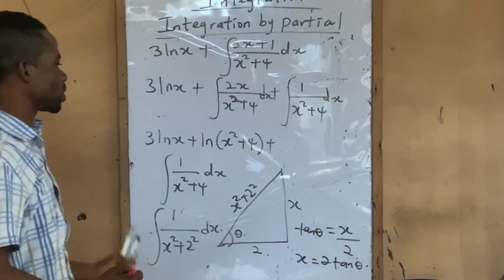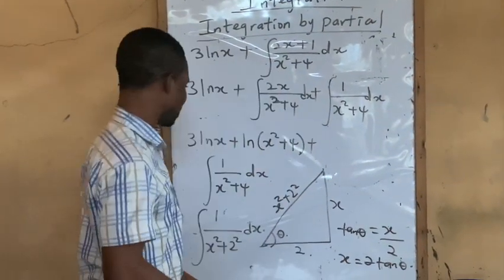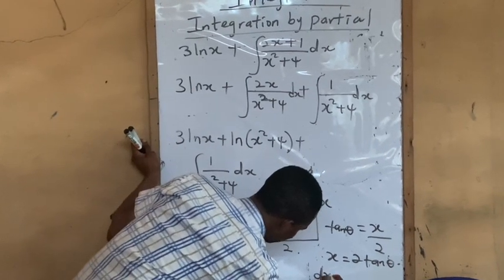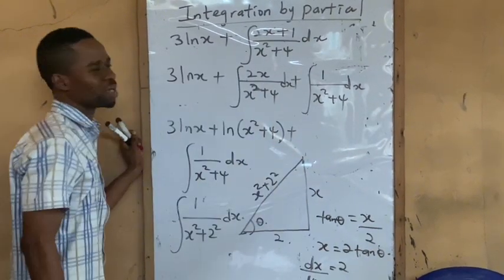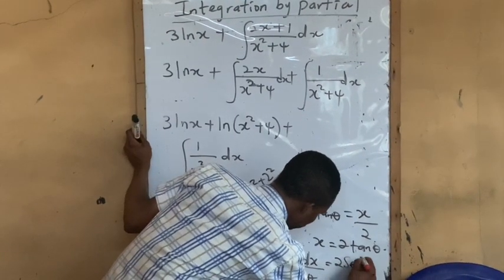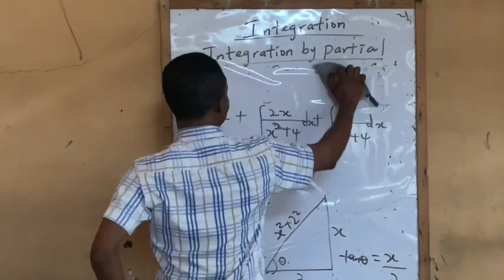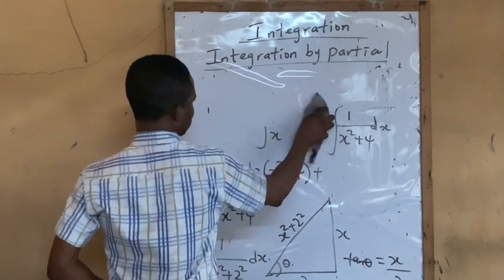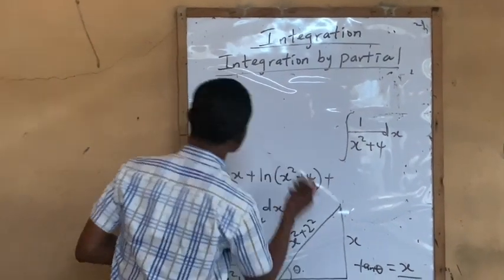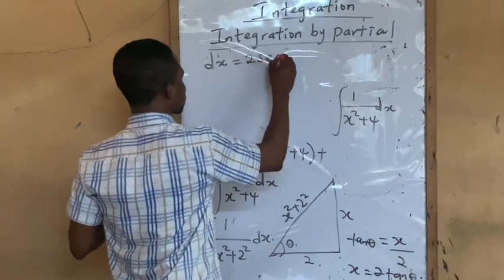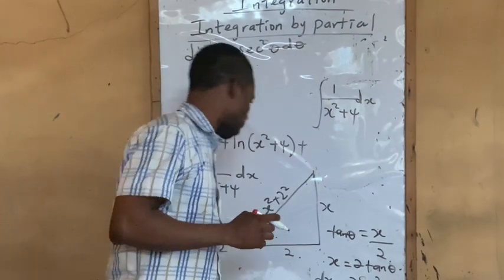2 tan theta. And you know the next thing, when we are doing the integration by algebraic substitution, we find dx d theta. That means my dx d theta will be 2, the derivative of tan theta is sec squared theta, 2 sec squared theta. I believe we know that. So that means it's giving us dx equals 2 sec squared theta d theta, because I'm actually looking for dx.